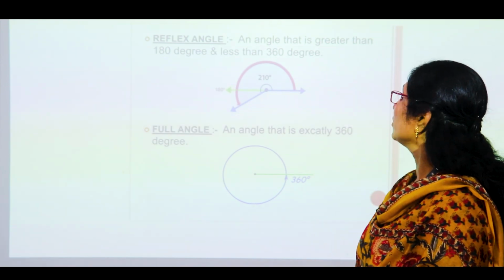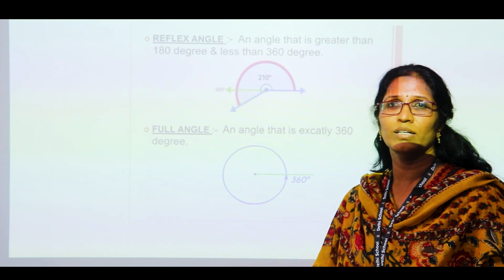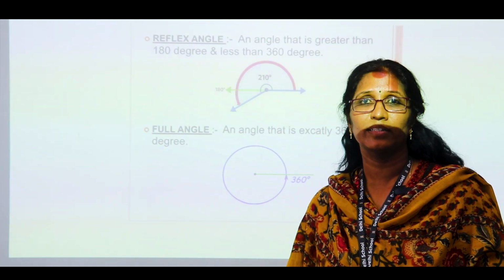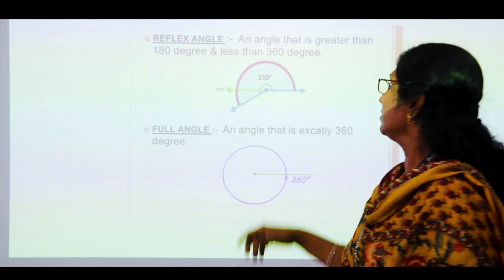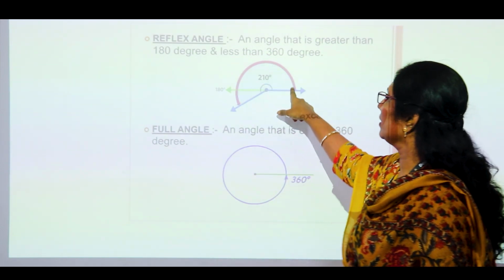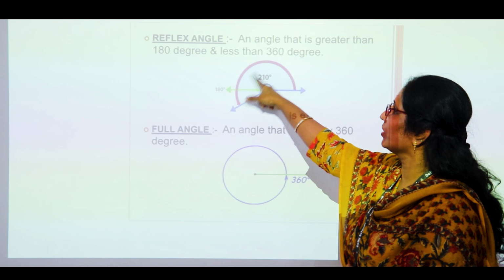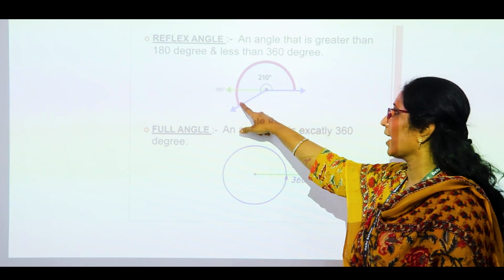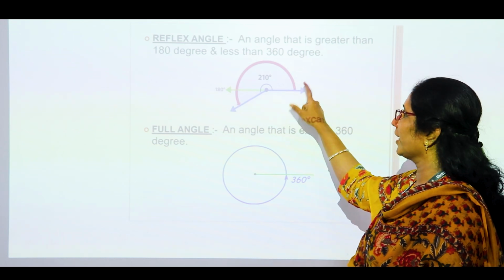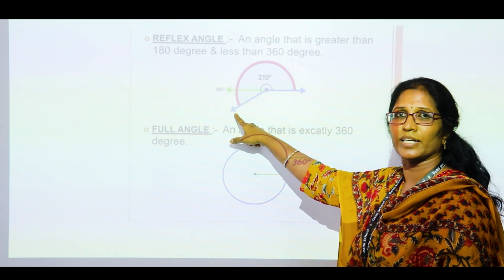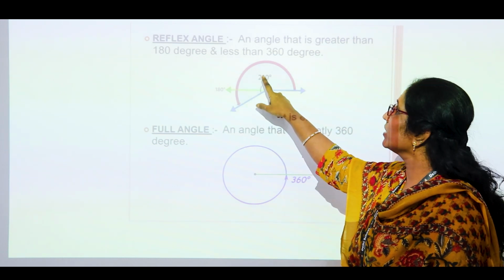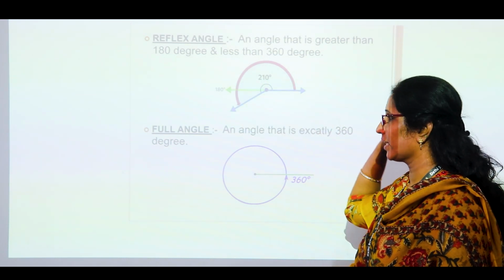Coming to the next angle, the reflex angle. Reflex angle is an angle that is more than 180 and less than 360 degree. Means you can see here the pink color angle which shows the curve shape here on this angle. This angle represents the reflex angle. One will be the terminal ray and one will be the rotating ray. And using these two rays there is an angle of 210 degree which is called a reflex angle.